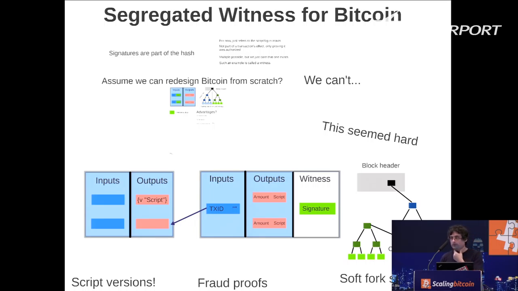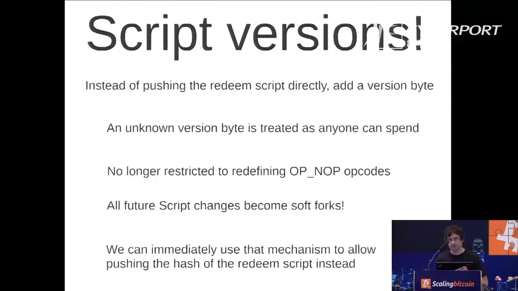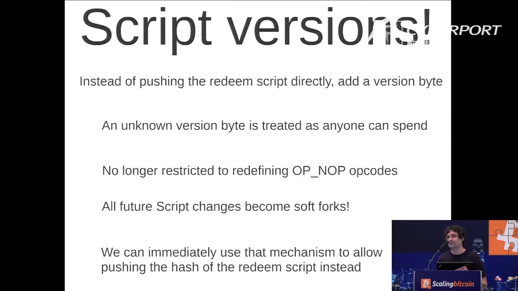Now, there are more things we can do here, and these were things that were really just discovered along the way while this solution was being thought of. One is, as we're really adding a new script type, and these scripts get encapsulated in a push now, we can say, well, every script in here is going to start with one extra byte, which is a version byte.